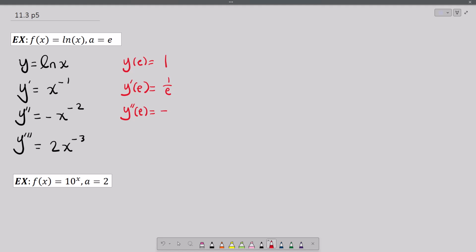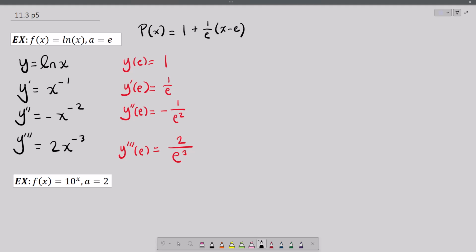Y double prime of e is going to be minus 1 over e squared. Y triple prime will be 2 over e cubed. So then our polynomial, our never-ending polynomial, starts with that. So that part is the best linear approximation.